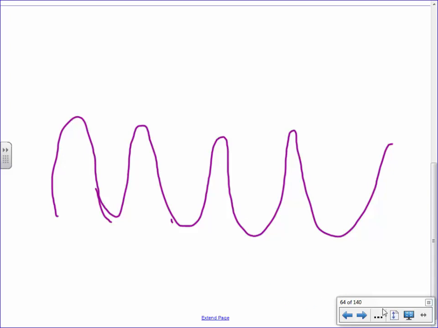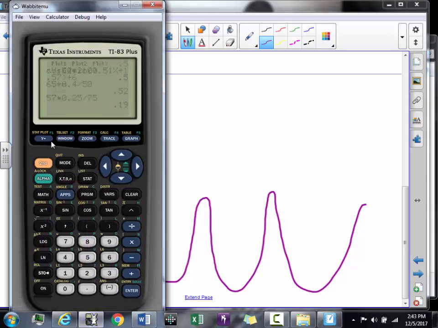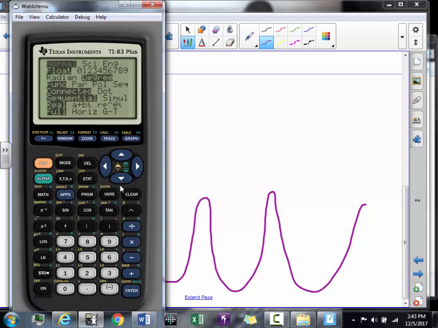So if we now are ready to do this, grab your calculator, and let's actually type sine of x into an open slot here, like y equals sine of x. Okay, now we should make sure we're all being consistent here. So why don't we all go with degrees? So I'm in degrees.